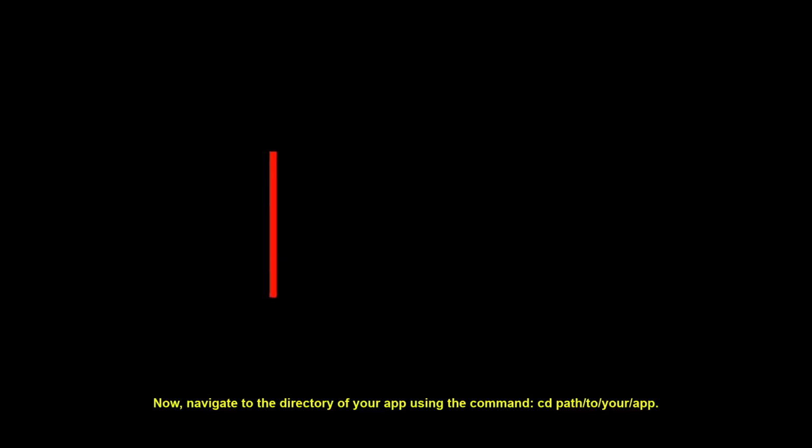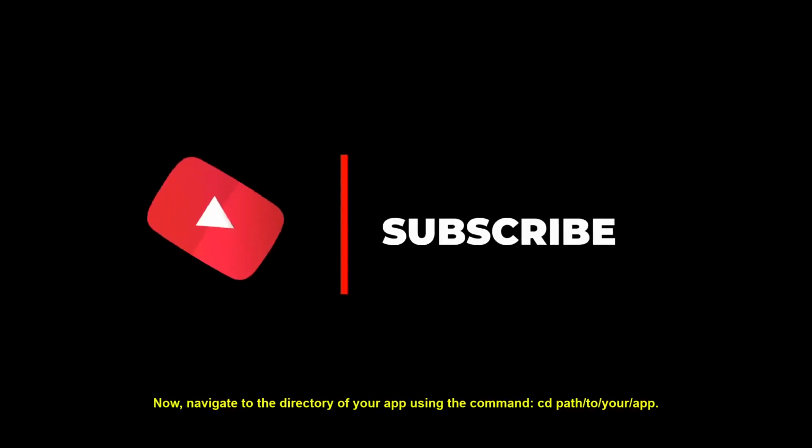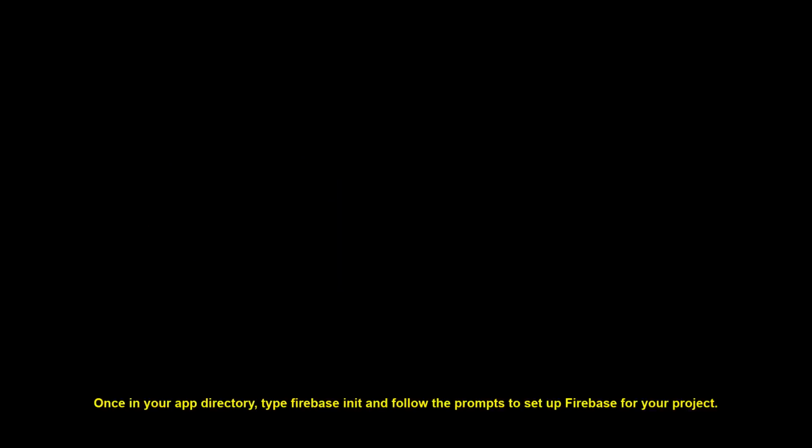Now, navigate to the directory of your app using the command cd /path/to/your/app. Once in your app directory, type firebase init and follow the prompts to set up Firebase for your project. Choose the features you want to set up. For hosting, select Hosting and proceed.